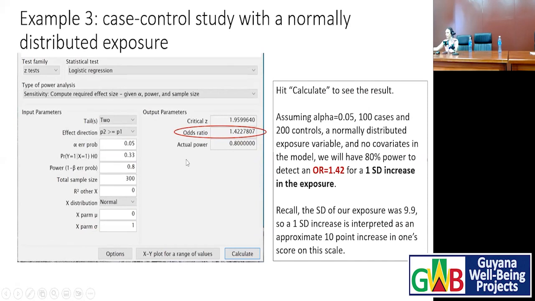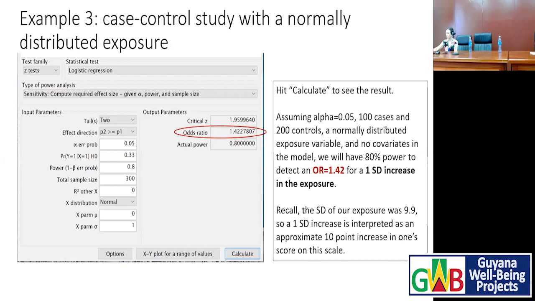So we can hit calculate and see the results here. Here's our result, and from this we can conclude that assuming alpha equals 0.05, we have 100 cases and controls, a normally distributed exposure variable, and no other covariates in the model, then we will have 80% power to detect an odds ratio of 1.42 for a 1 standard deviation increase in the exposure.